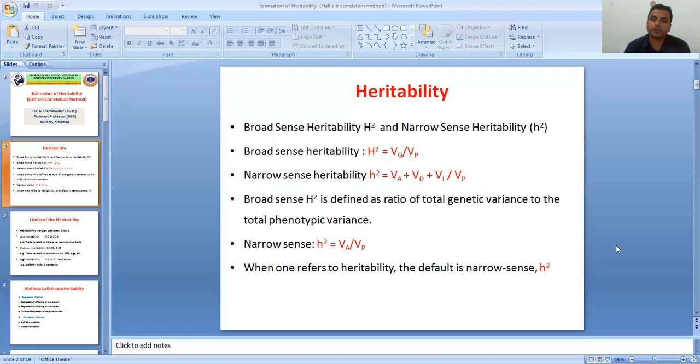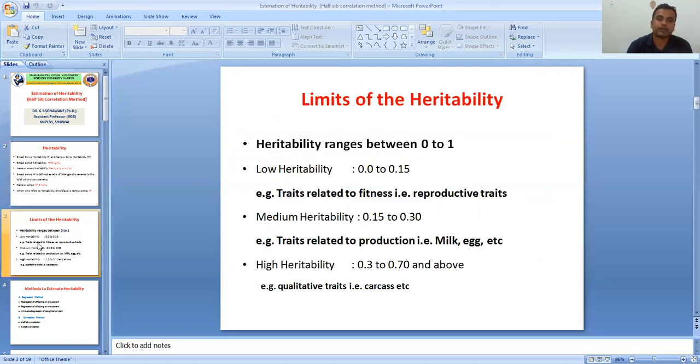When we are talking about the broad sense heritability, it is genetic variance to phenotypic variance, and it includes genetic variance due to the additive genetic variance, dominance, as well as epistasis. But when we are talking about the narrow sense heritability, it is always additive genetic variance only over phenotypic variance. So when in general we refer to heritability, the default meaning is narrow sense heritability.